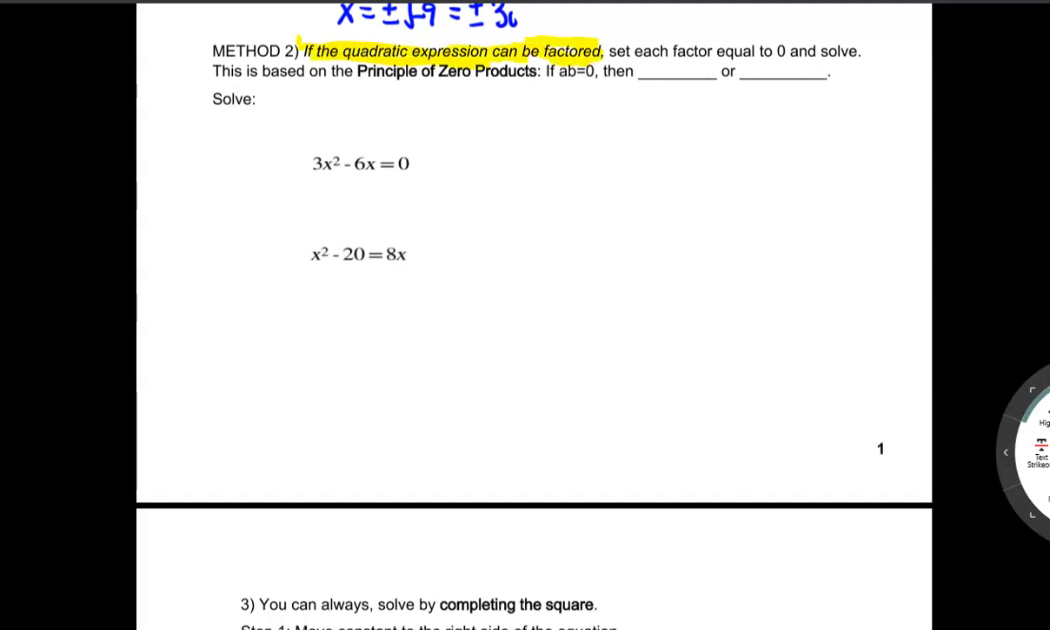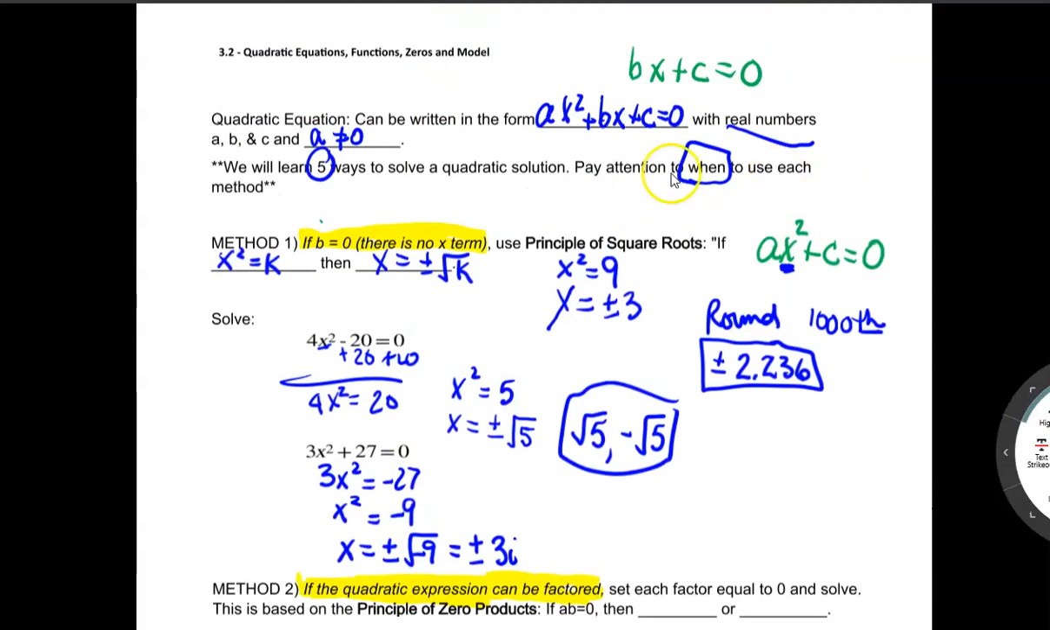Keyword here is factored. If you can factor the quadratic expression, then you do this. Now, before you can factor, though, it has to be in the standard form that's listed up here, where everything is on one side of the equation equal to 0. So I'm just highlighting that up here at the top. You need to get it into that form first, and then you look to see if it will factor.